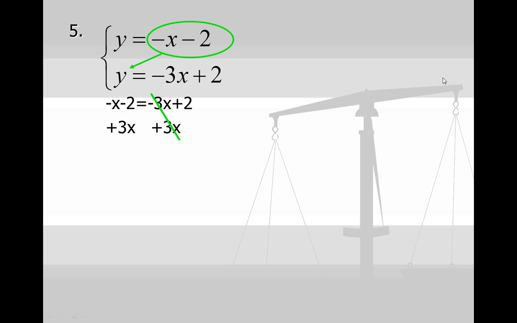Now, they moved the x's first, and they moved them to the left. You can do it either way as long as you move the x's to one side and the numbers to another, and it doesn't matter. You could have done the 2's first as well. Okay, so now you've got to move the 2's to the other side, and you get your first part of the solution, x = 2.